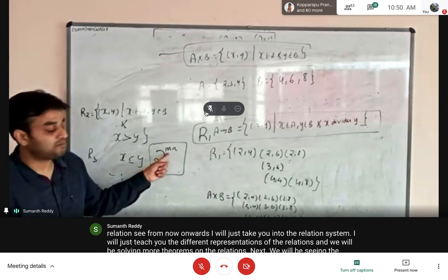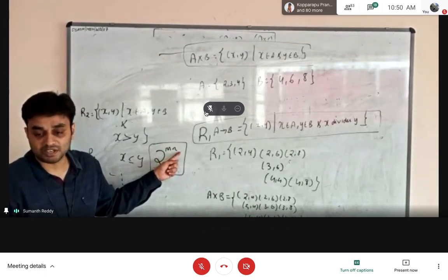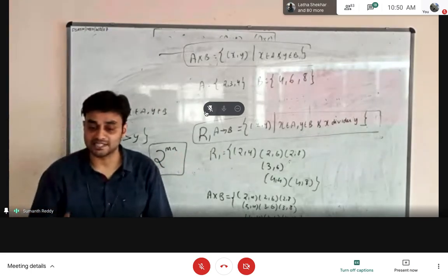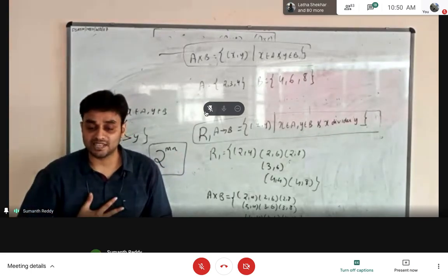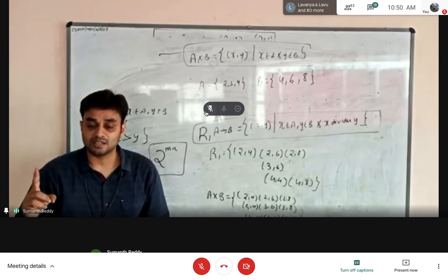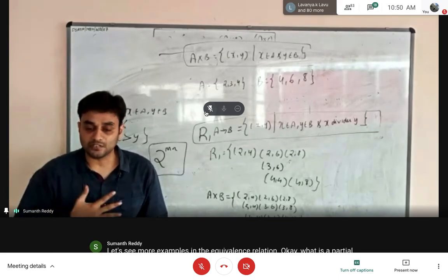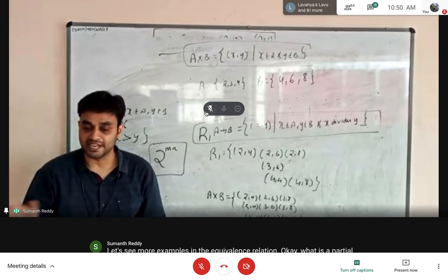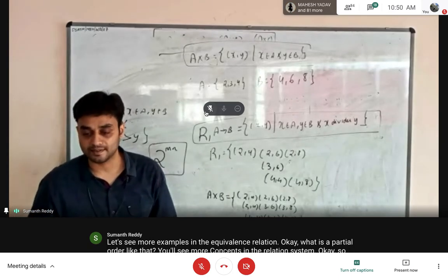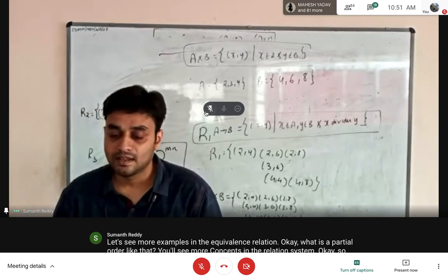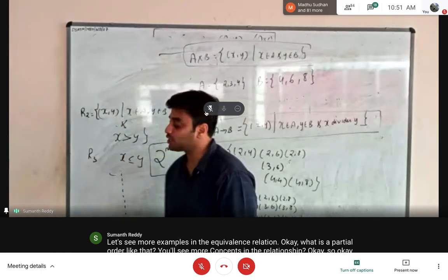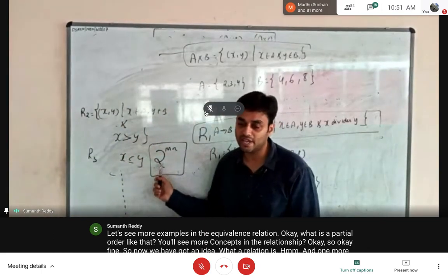Where m is the number of elements in set A and n is the number of elements in set B. If I know the number of elements in set A and set B, I can find the number of elements in the Cartesian product, that is given by m into n, and I can also find the number of possible relations from set A to set B, that is given by 2 to the power of m into n. Is it clear? And you don't have to worry about the proof for this formula.